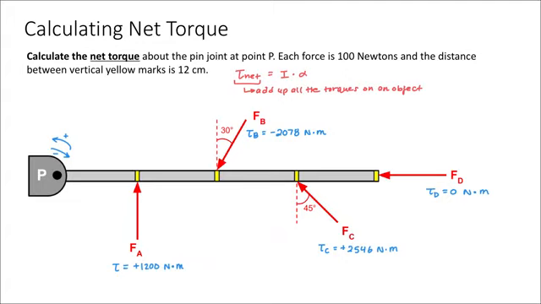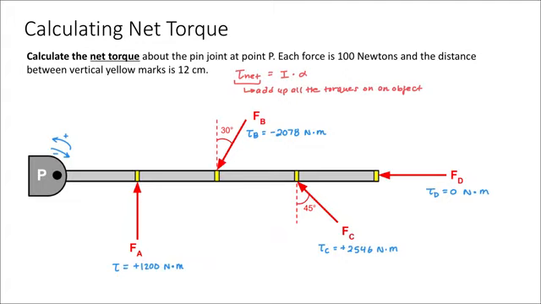The torque produced by force B, once we got that perpendicular component, was negative 2078 Newton meters because it would rotate the system clockwise. And the torque produced by force C is a positive 2546 Newton meters. There was no torque produced by force D because it acted parallel to the lever arm. There was no component of force D that was perpendicular to the lever arm.